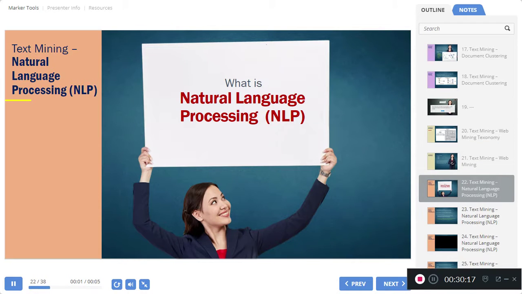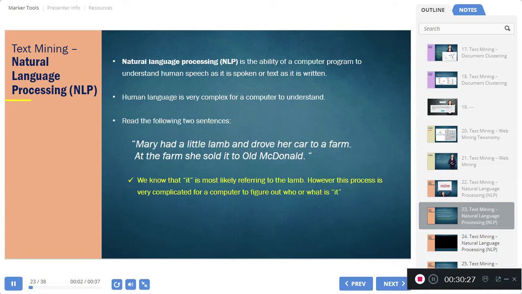What is natural language processing, NLP? Natural language processing, NLP, is the ability of a computer program to understand human speech as it is spoken or text as it is written. Human language is very complex for a computer to understand.